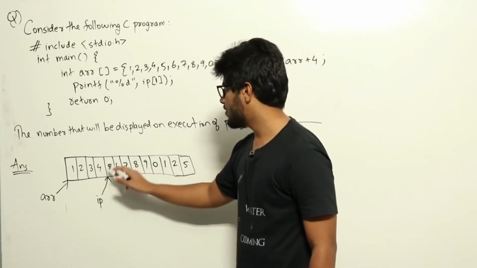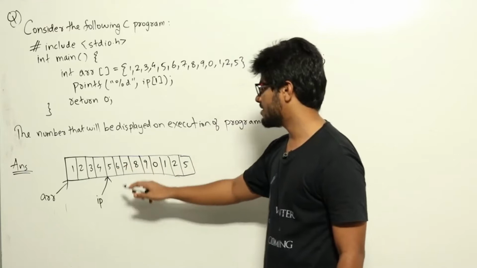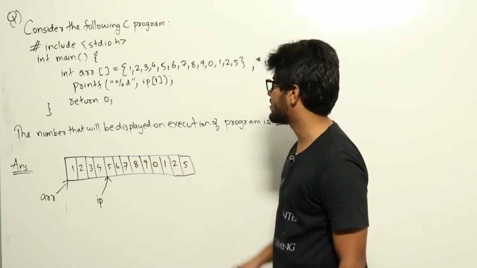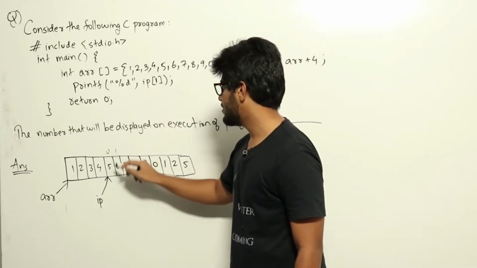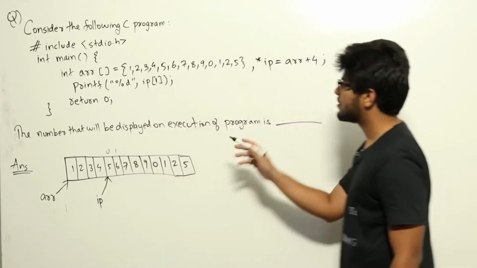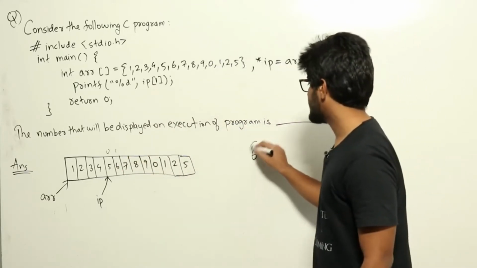Now ip[0] will display 5, ip[1] will display 6, ip[2] will display 7, etc. Here we are printing ip[1]. This is ip[0], this is ip[1], that is 6. So the output of this program will be 6.